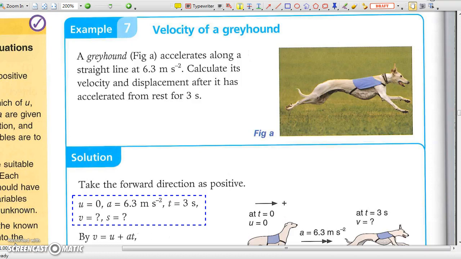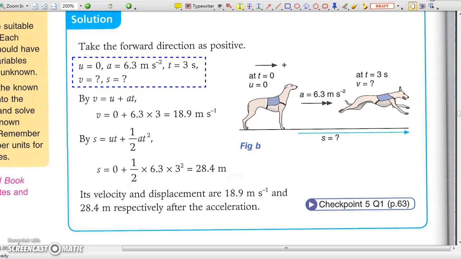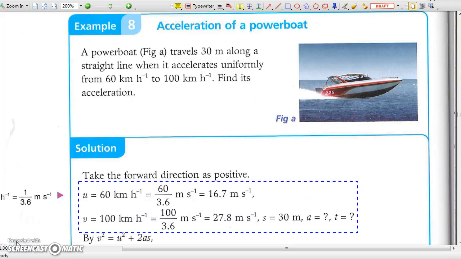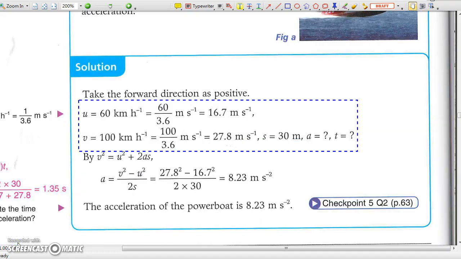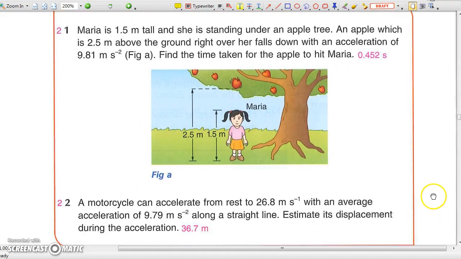In example 7, the initial velocity, acceleration, and time for acceleration are given. You have to find the velocity and displacement of a greyhound after its acceleration. In example 8, you are given 3 variables, namely displacement, initial and final velocities, and you have to find the acceleration. Try checkpoint 5 to see if you follow.